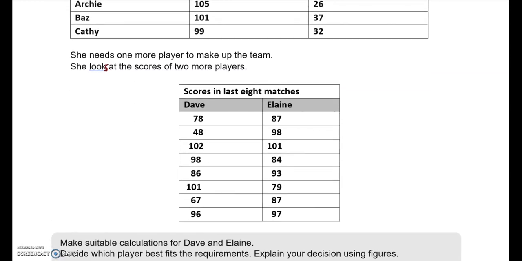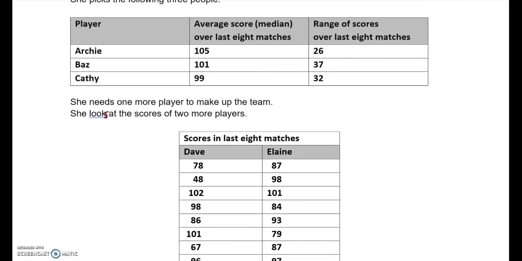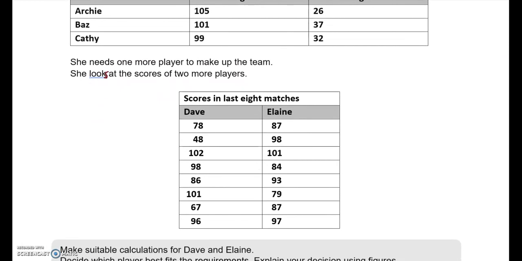So since the median has been used before, we're going to use the median to work out the average for Dave and Elaine. So we'll put the scores in order. 48 is the lowest, and then we've got 67, 78, 86, 96, 98, 101, 102.